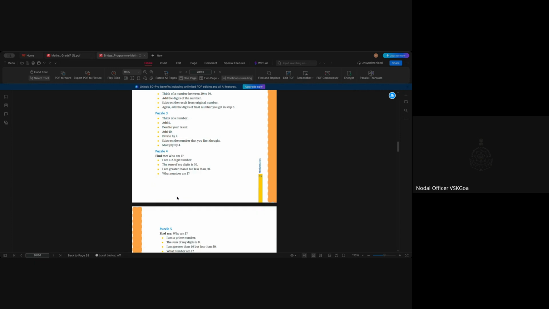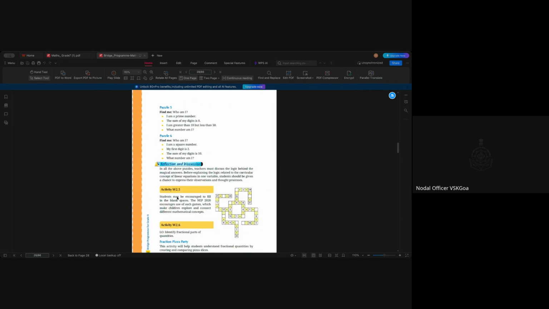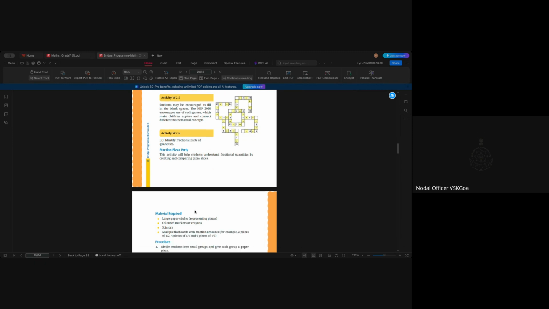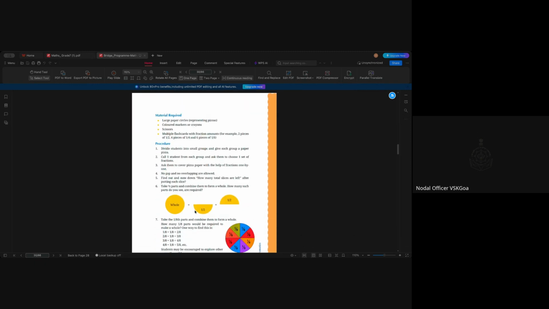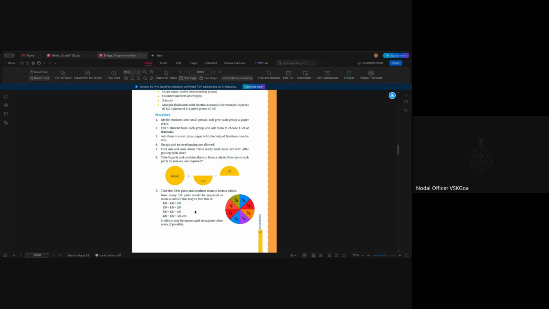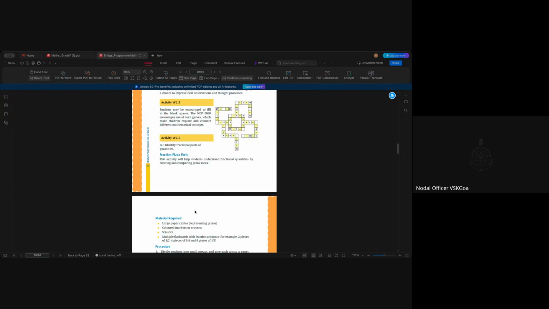Very simple thing and very easy things to do. And you see here activity 5, the way we had discussed in that previous activity, it is in the same manner. So see that, you are going through it. Again, this particular activity is focusing on the fractions. Fraction pizza party. You can see the name of the thing also.